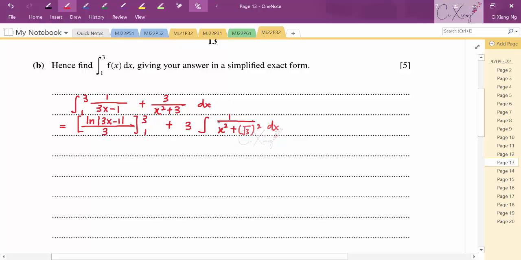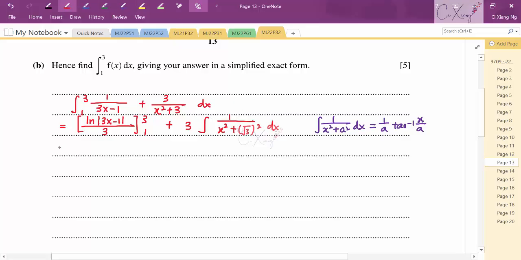Okay, so to integrate this part, generally there's a formula that we can apply. The general formula is, if I'm having the integration of 1 over x squared plus a squared, the answer that I get generally will be 1 over a tangent inverse of x over a. So this is the formula that we're going to apply for integration of this expression.